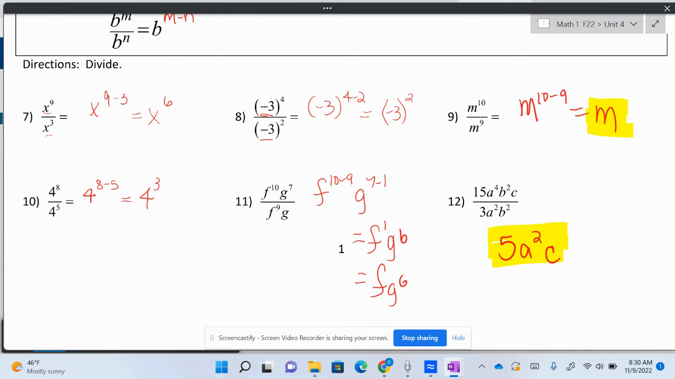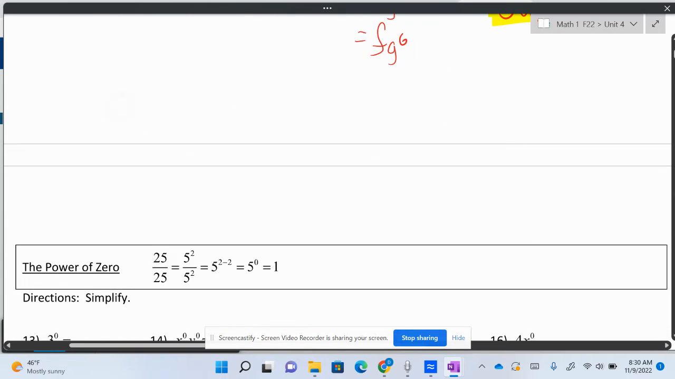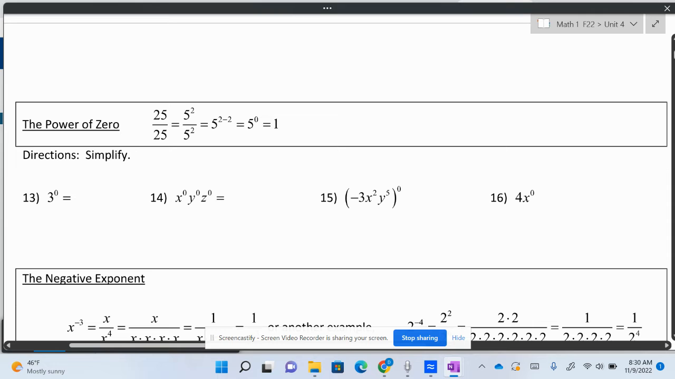So for number 9, my final answer is m, right? 10 minus 9 is 1, so m. For number 12, 15 divided by 3 is 5. The a term, 4 minus 2 is 2. The b terms cancel out, right? Those just cancel out. I've got the same number in the top as in the bottom, so they just go away. 5a squared, c. Are we good with that? Do you guys feel okay about that? Do you remember any of this from previous years? Okay.